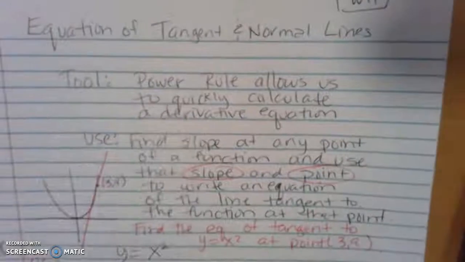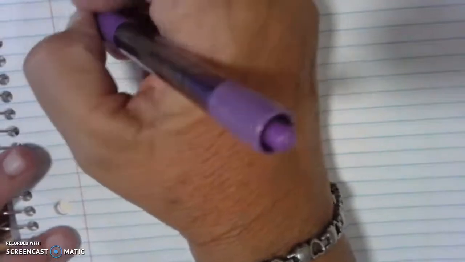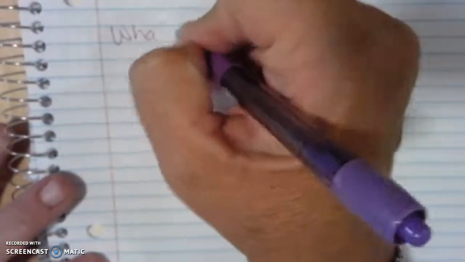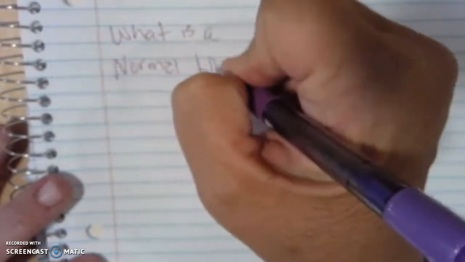Notice the title says tangent line and normal line, so we're going to talk about the normal line. First of all, I don't know if you've ever heard of that yet. So what is a normal line? Imagine you're going to drill something.